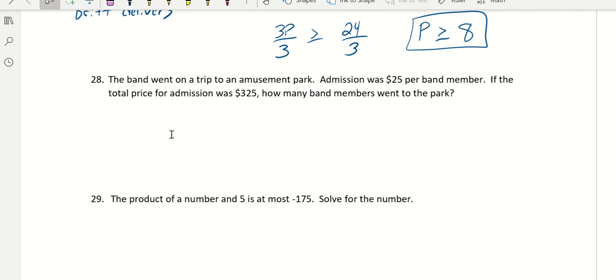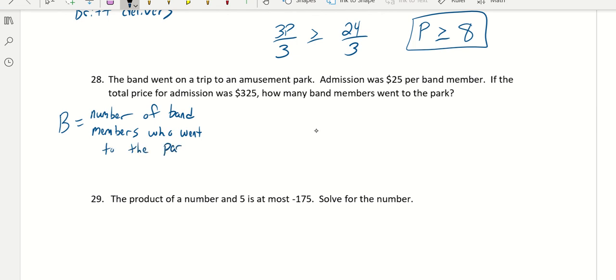28. The band went on a trip to an amusement park. The admission was $25 per band member. If the total price for admission was $325, how many band members went to the park? All right, so what do we not know? What's the question? We'll say B is the number of band members who went to the park. To the amusement park. We'll just say to the park though.